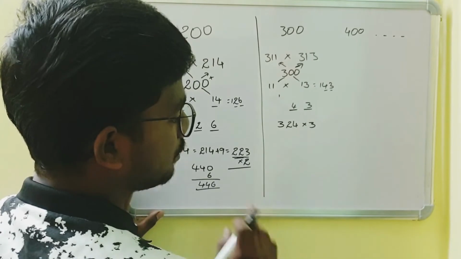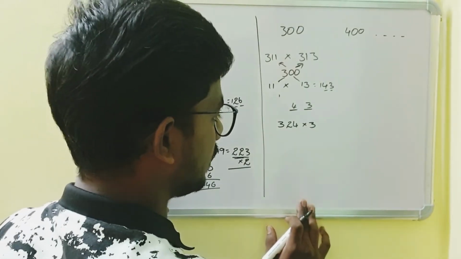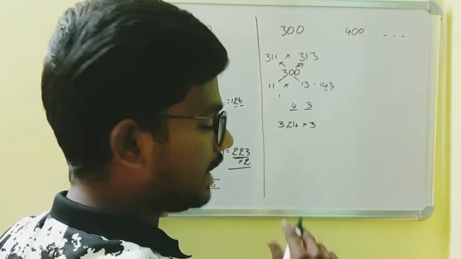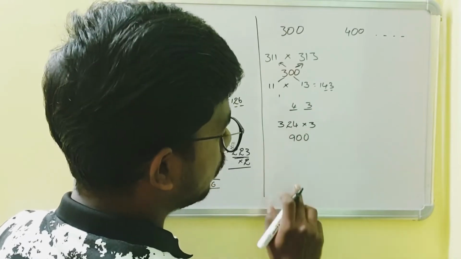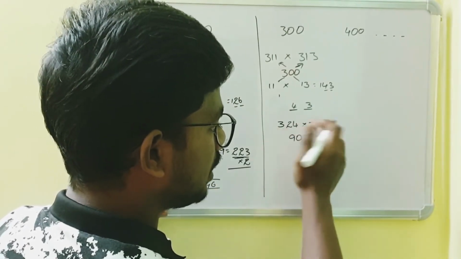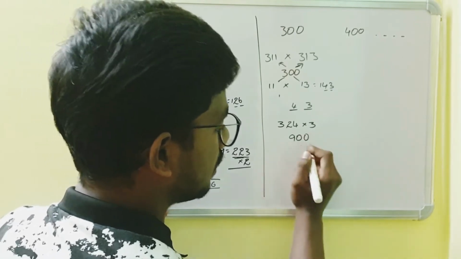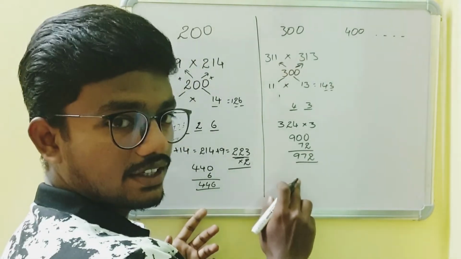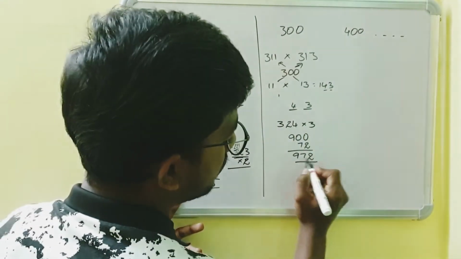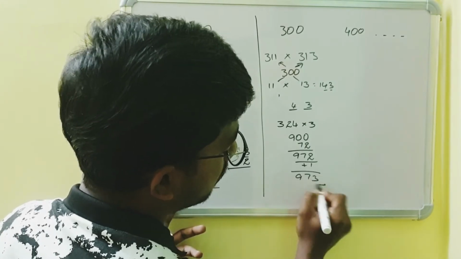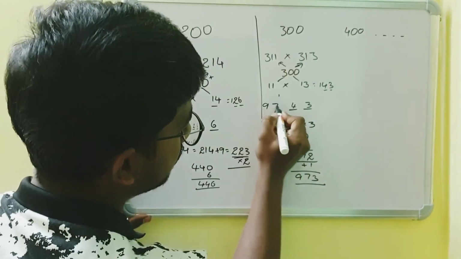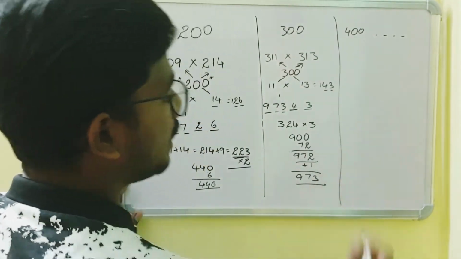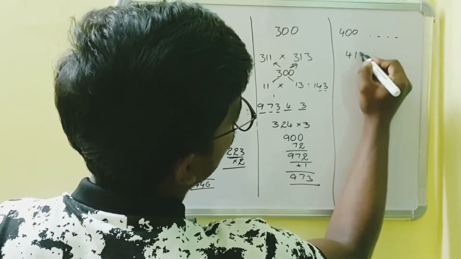So 324 into 3, which is a little bit tougher one for me. So I will calculate by splitting them. See, 300 into 3 is nothing but 900. So I left 24. 24 into 3 is nothing but 72, which is easier. So by adding, I will get 972. There is a carried forward value which is 1, so I will get 973. So my required value is 97343.